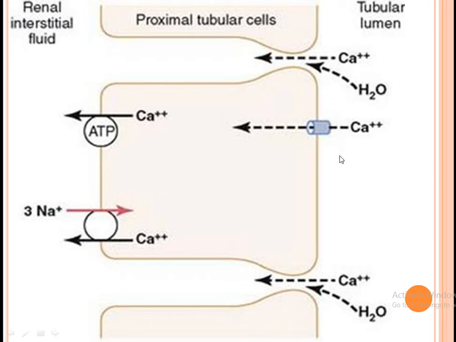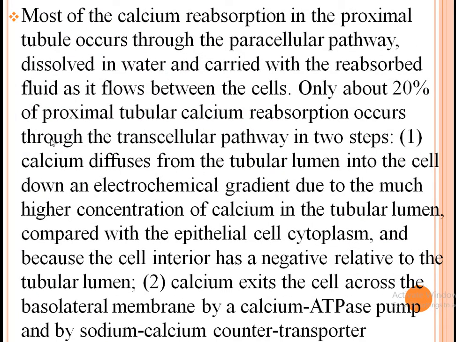The calcium can come into the renal cell. Calcium diffuses from the tubular lumen into the cell down an electrochemical gradient, due to the much higher concentration of calcium. Secondly, the calcium exits the cell across the basolateral membrane by the calcium ATPase pump, and also by the sodium-calcium co-transporter. Through these it comes out into the renal interstitial fluid. This is the explanation of the last picture.